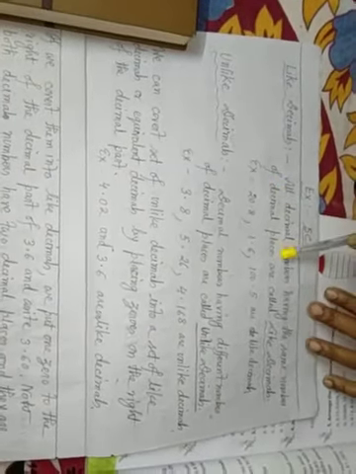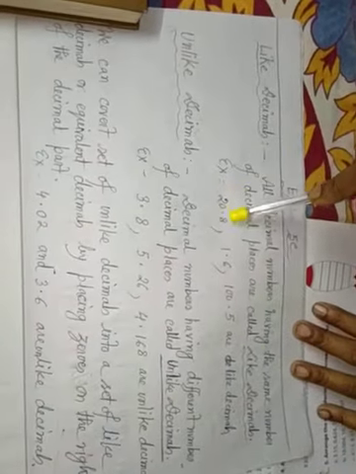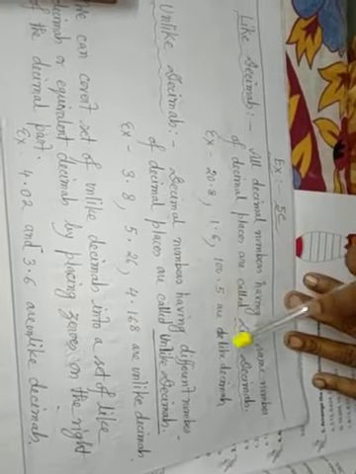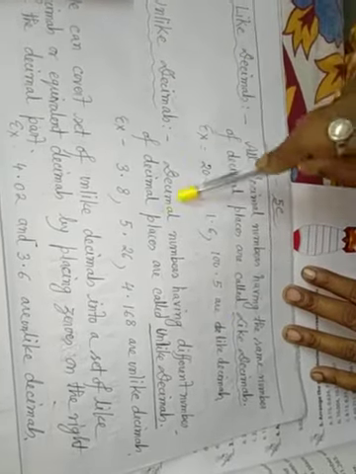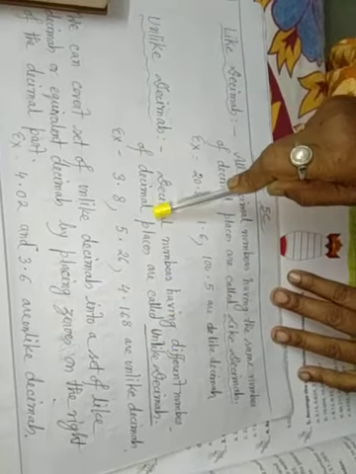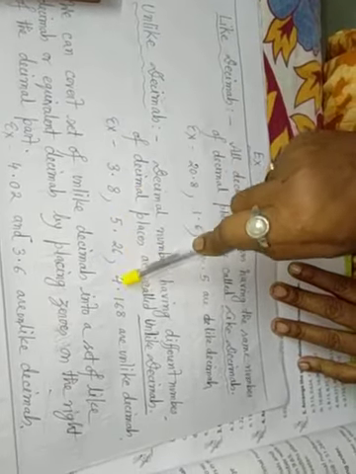Like decimals: all decimal numbers having the same number of decimal places are called like decimals. For example, 20.8, 1.6, 100.5 are like decimals. Unlike decimals: decimal numbers having different numbers of decimal places are called unlike decimals. For example, 3.8, 5.26, 4.168 are unlike decimals.